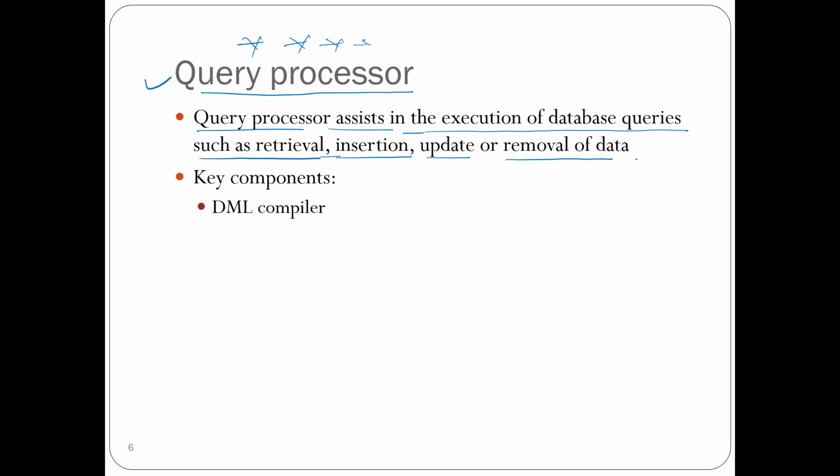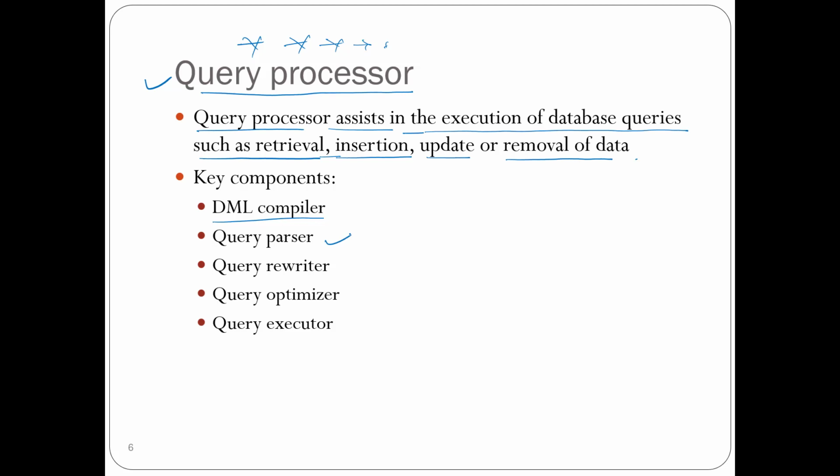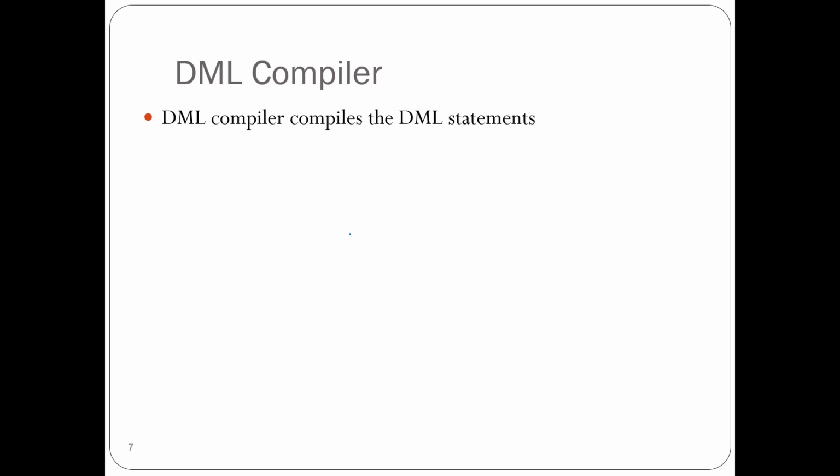When I put stars, that means it is important. The key components of the query processor are the DML compiler, query parser, then we have query rewriter, then query optimizer, and finally query executor. So if you want to count, there are 5 components in the query processor. Now let's look at the role of these components.